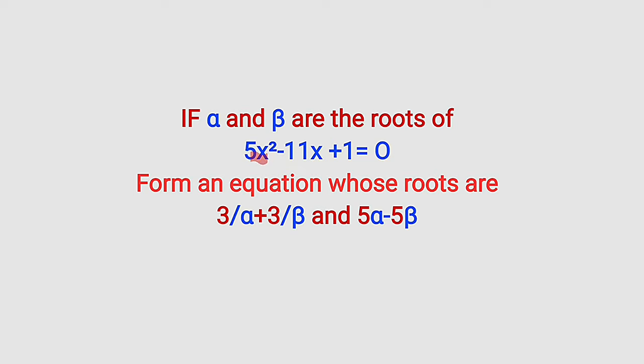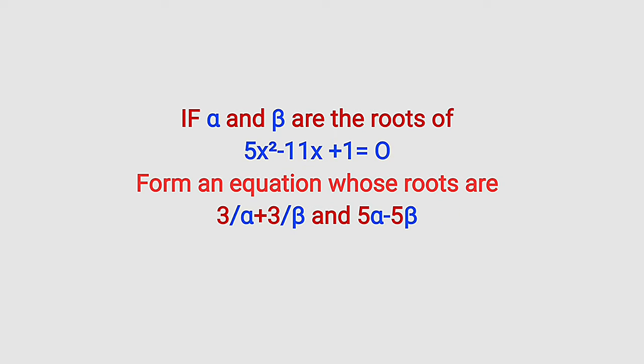We are given a quadratic equation 5x² − 11x + 1 = 0, where alpha and beta are said to be the roots of this quadratic equation. We are asked to form another quadratic equation that has the roots 3/alpha + 3/beta, and the second root is 5 alpha − 5 beta.